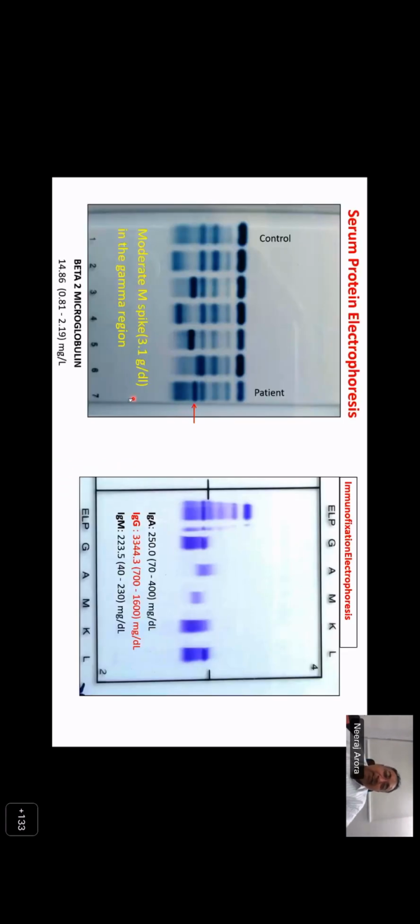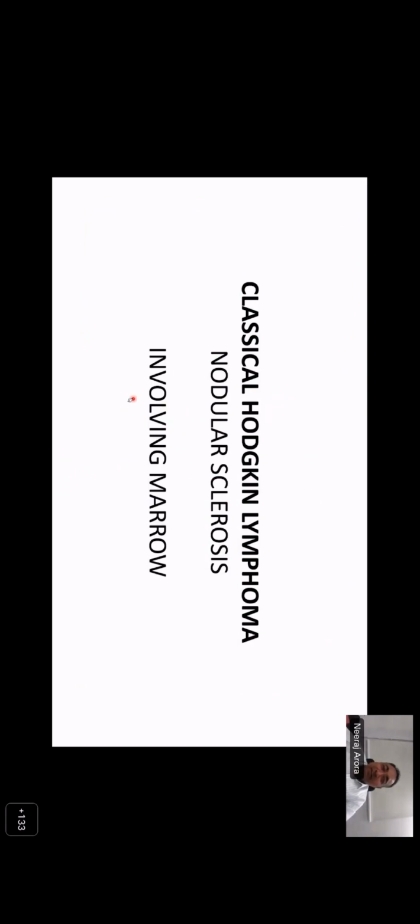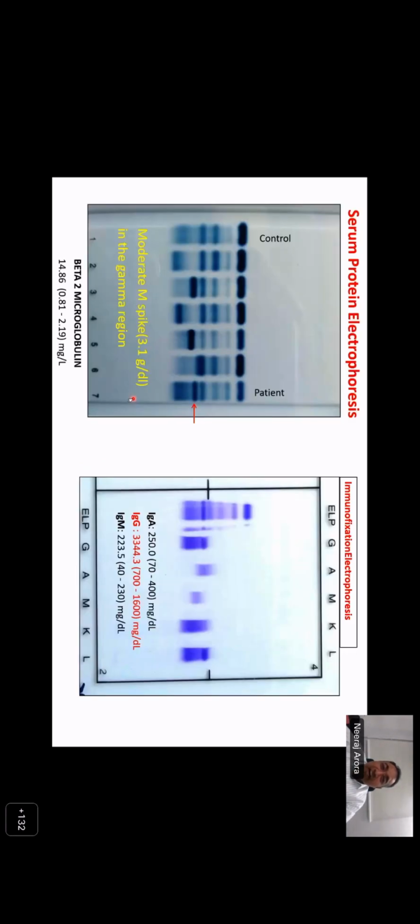So just wait here. If you see in this particular case, we were totally misled. This patient presented with a lytic lesion and there was lymphadenopathy. So we were dealing with lymphadenopathy, and we diagnosed this case as Hodgkin lymphoma involving the marrow. Until one of our colleagues, seeing that there is a lytic lesion, Dr. Saurav, ordered serum protein electrophoresis along with the bone marrow biopsy. And you see here, there is a moderate M band, a spike of 3.1 gram per deciliter in the gamma region.